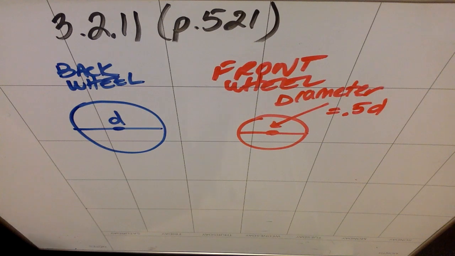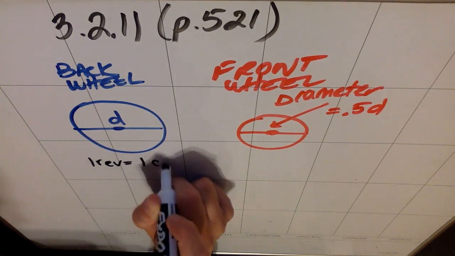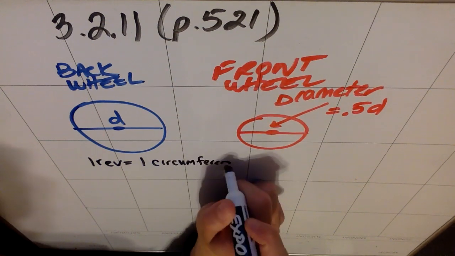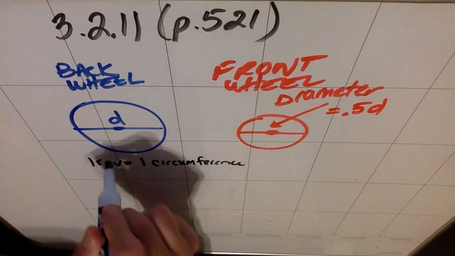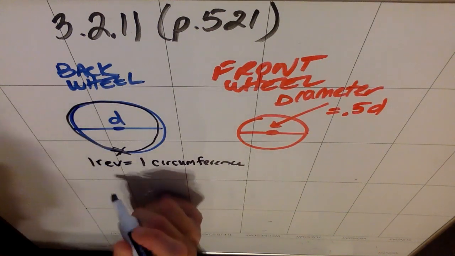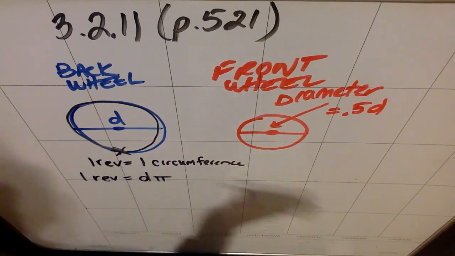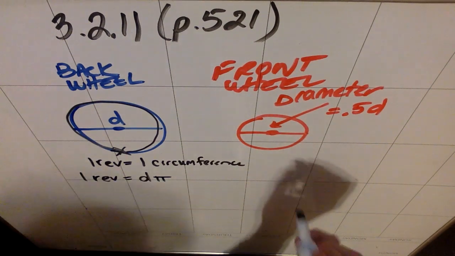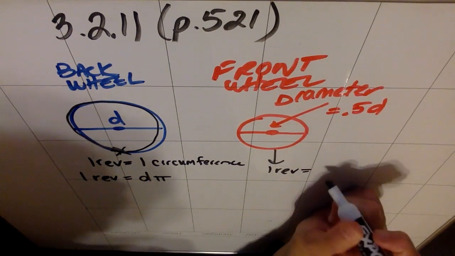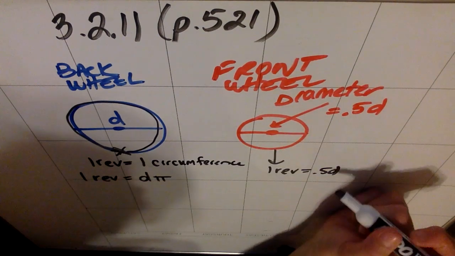So if you want to do this the abstract way, this blue wheel has one revolution that is equal to 1 of its circumference, right? When you rotate once around, the tire rolls the whole way around and gets back to where it started. So that's 1 circumference, right? So 1 revolution of this guy is d times pi. And 1 revolution of the red tire would be 0.5 d, because we said that this is half of whatever this d was, times pi.